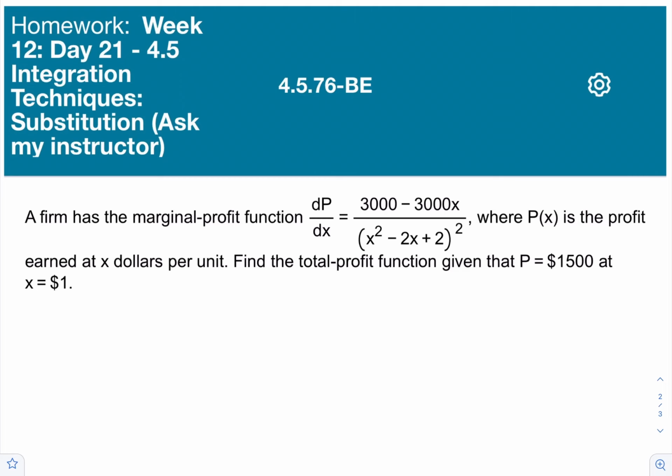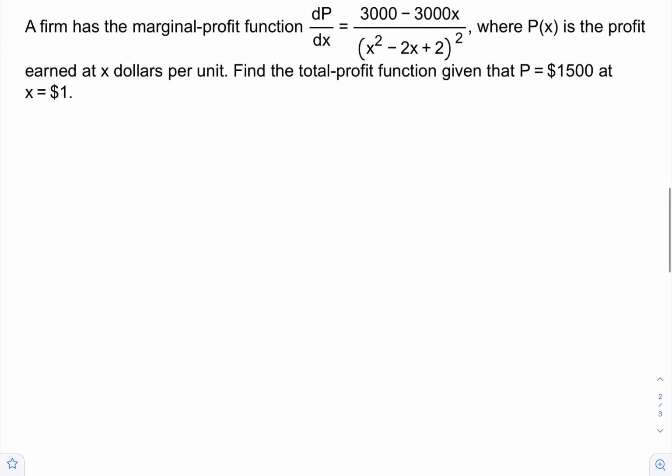We have this question that comes from Calculus for Business. It comes from our section 4.5, question 76 on integration technique, substitution. The question says that a firm has a marginal profit given as such, where P of X is the profit earned at X dollars per unit. Find the total profit function given that P is 1500 when X is 1.